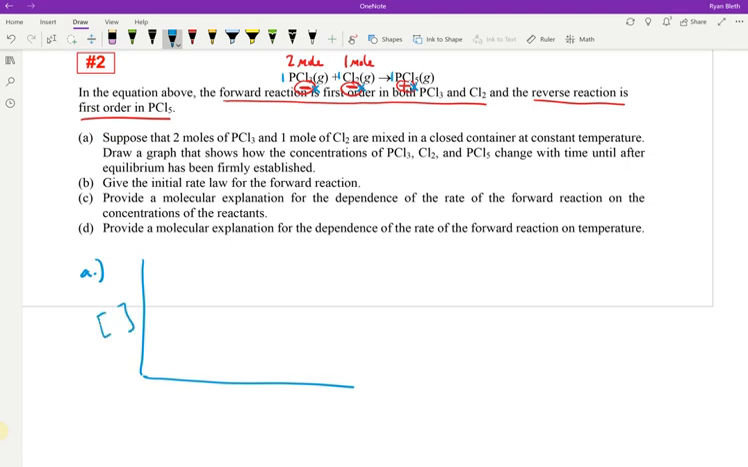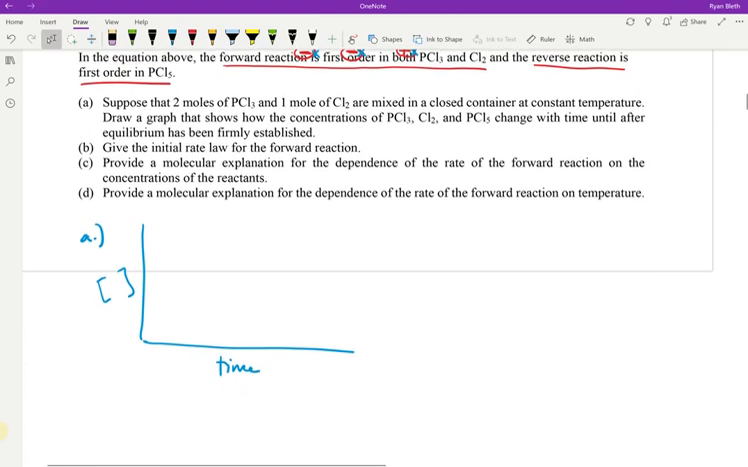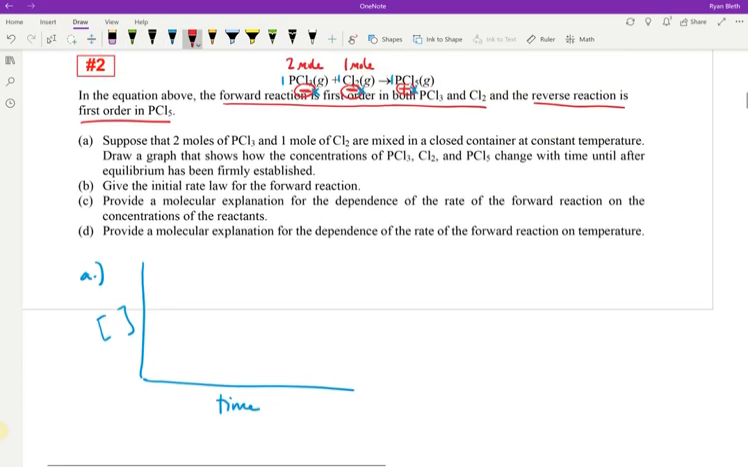So concentration of each of our species, and then time down here. We don't really need numbers per se on the timeline for sure. We don't know when equilibrium will be established. We just know that as time passes, eventually we'll have equilibrium. But we do want to think about some sort of numbers on the y-axis. And so for PCl3, it says we start out with 2 moles. So I'm going to say that this is 1, this is 2.